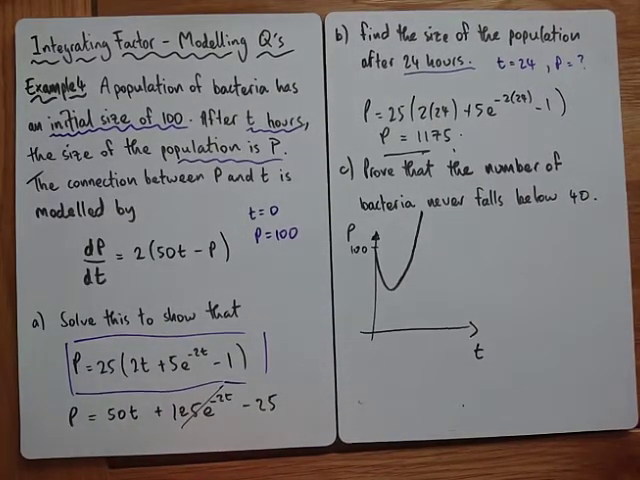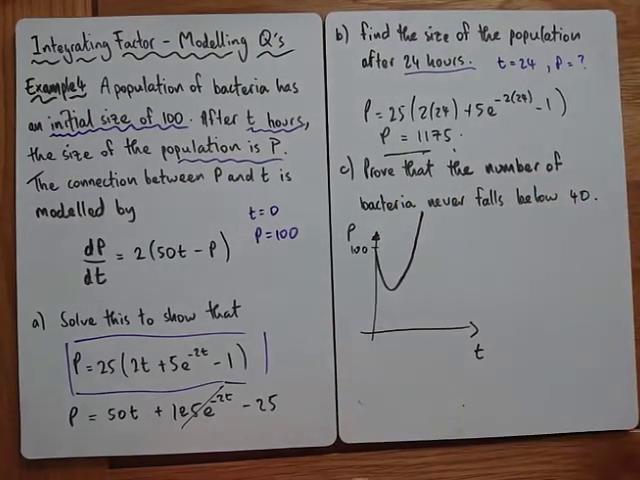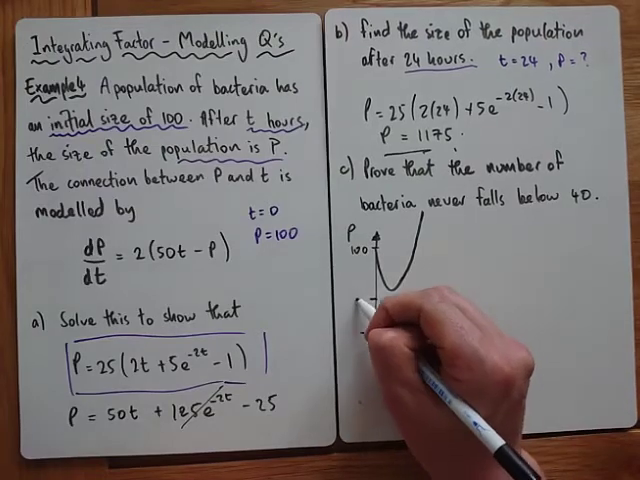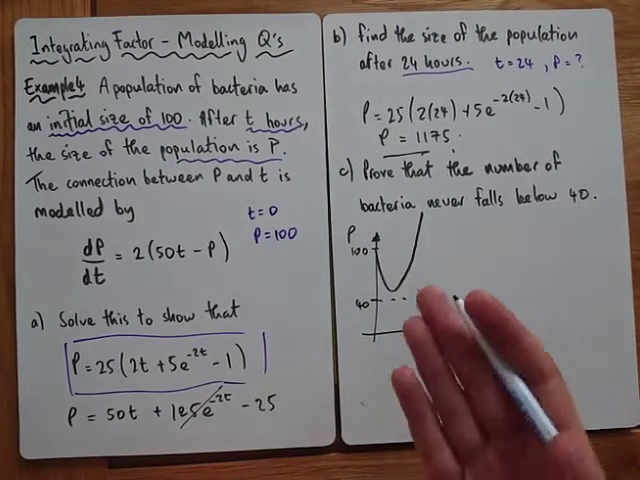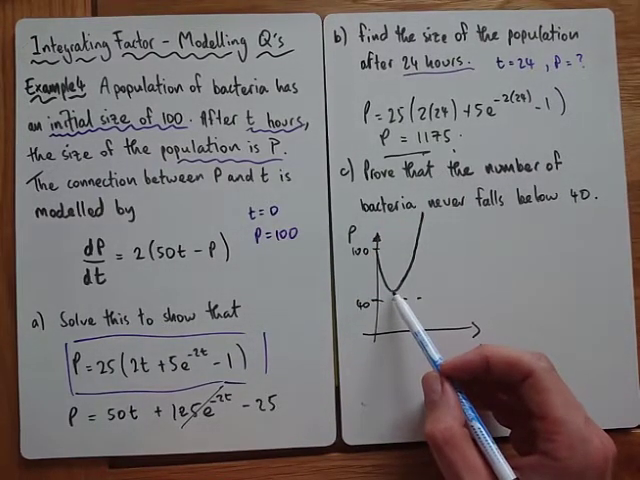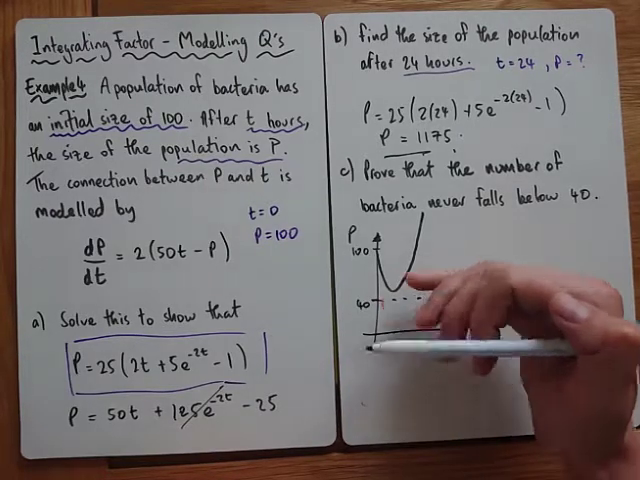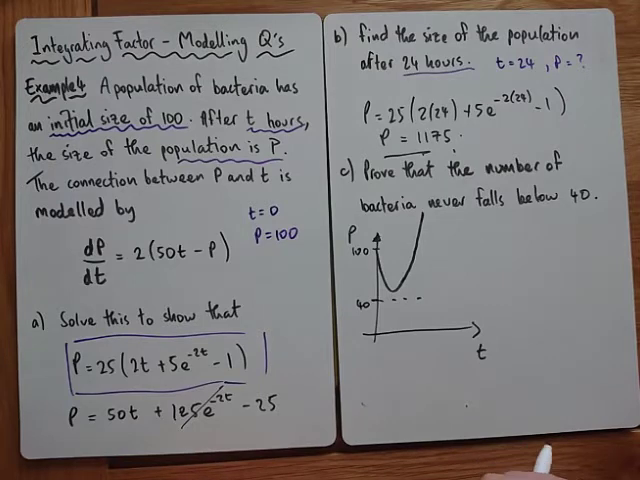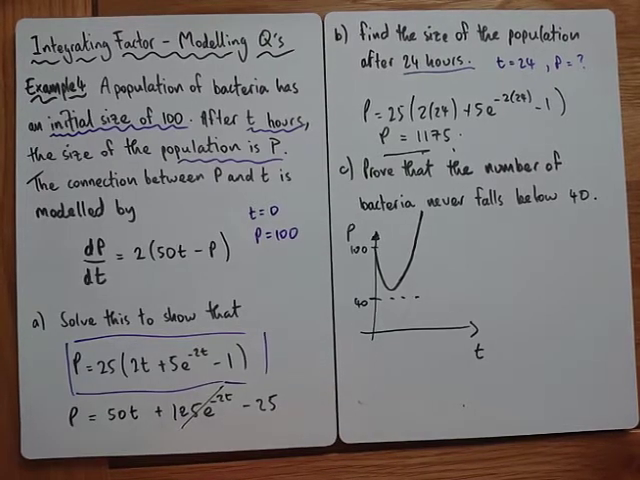So how are we going to use this information to answer the question? Prove the number of bacteria never falls below 40. So imagine if that was 40 there. We want to prove that it never gets that low. And obviously once you realise what the graph looks like, we're thinking about this minimum point here. Hopefully if I can find this minimum point and show that the minimum is more than 40, we've answered the question. We know it's never going to get below 40. Okay, so what we're going to do now is think about how we can find the minimum for this function and then show it's above 40.